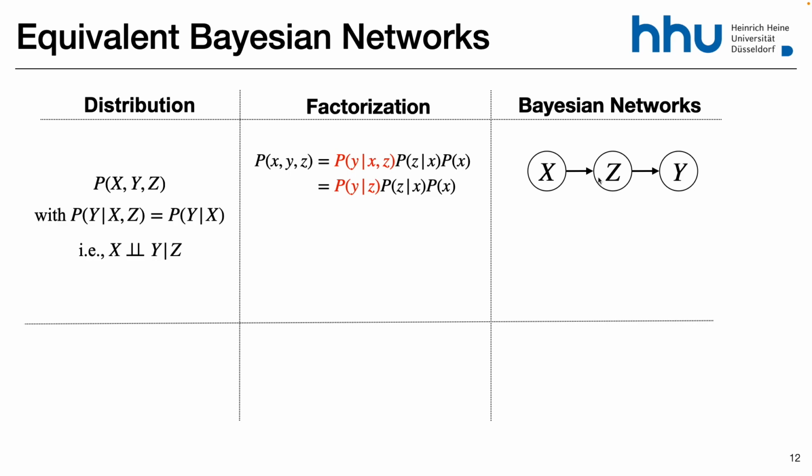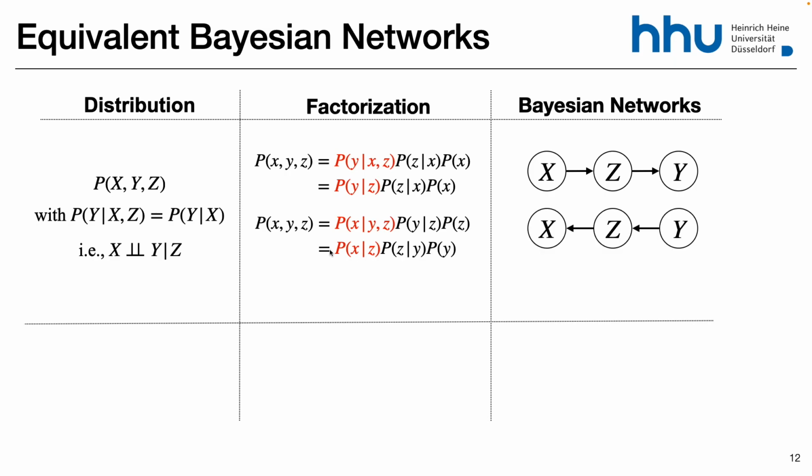Now, if I pick another order for my variables, for my chain rule, I start with X now. X, then Y, and then Z. And X is independent of Y given Z. I'm applying the same thing again. And I generated another one now, which gives me this graph, where X has Z as the parent. Z has Y as the parent. And Y has no parent.